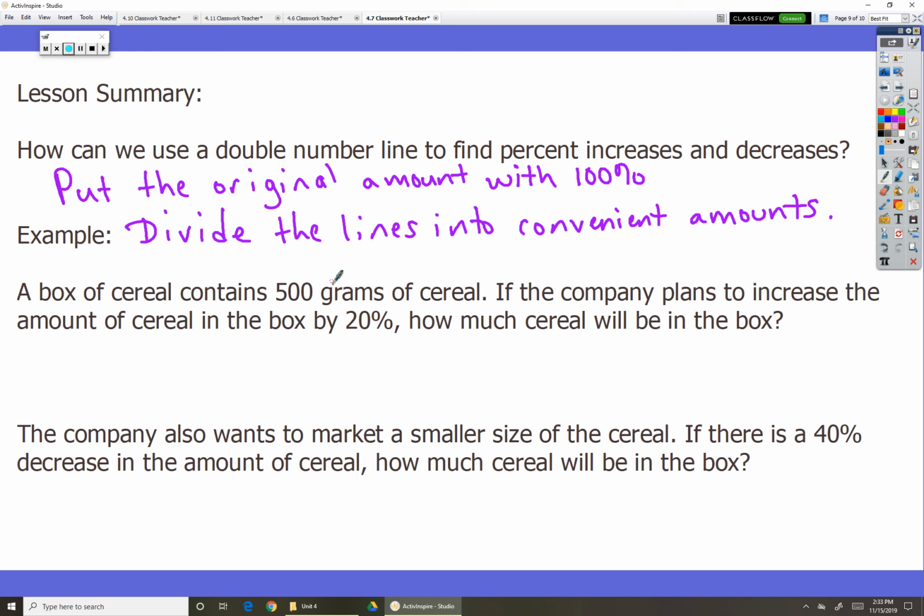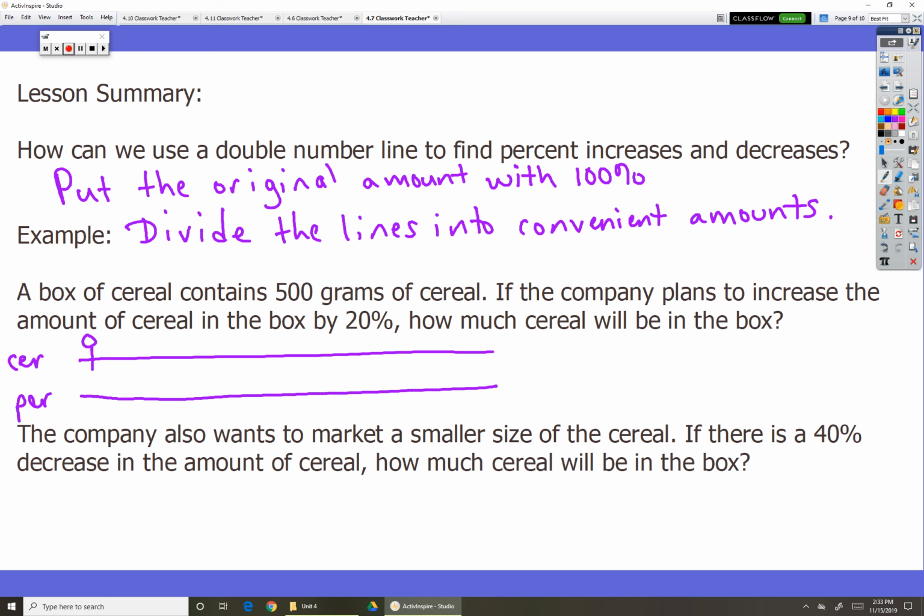So let's start with 0 grams of cereal. The percent down here, and we'll have 0%. The 500 is 100% because it's the original amount. Now, since we're going to increase by 20%, let's divide it into 20. So 20, 40, wait a second, I did that wrong. Hang on, let me do a better job dividing this.